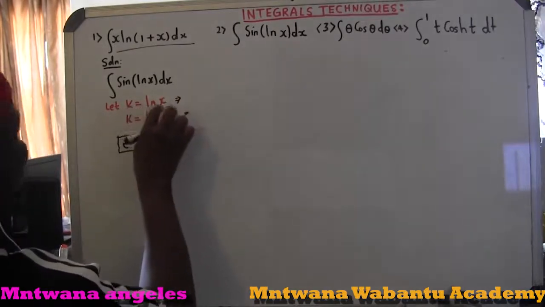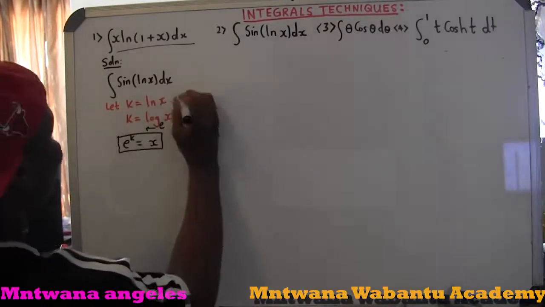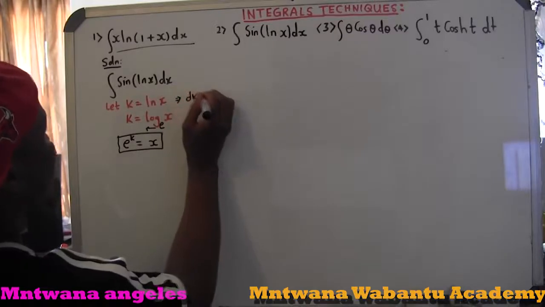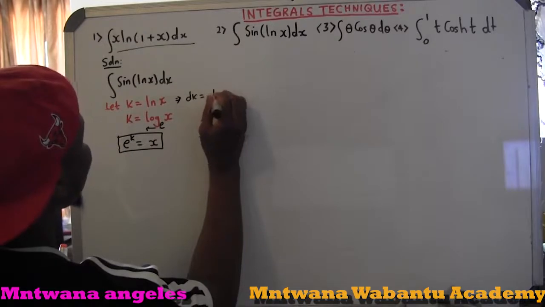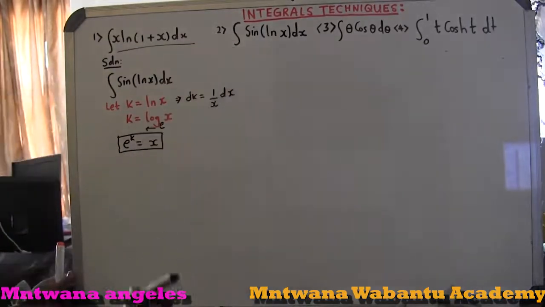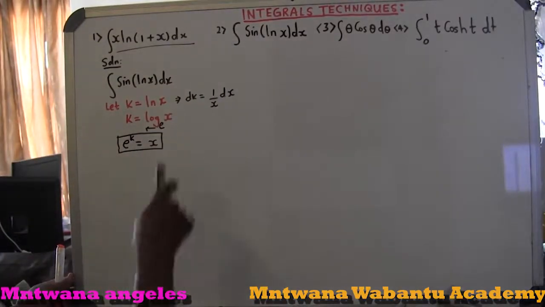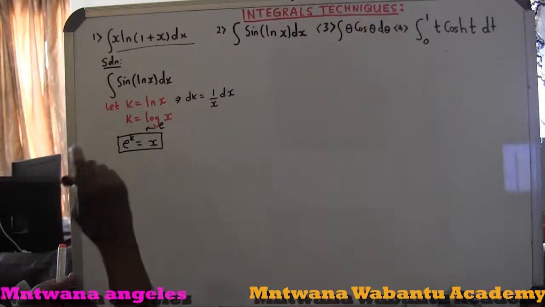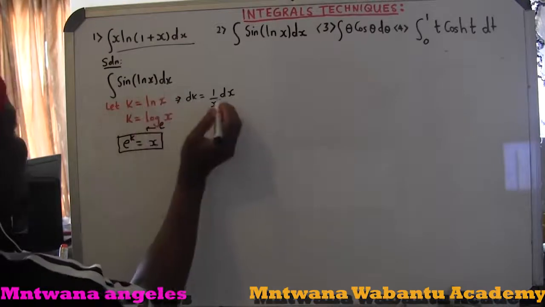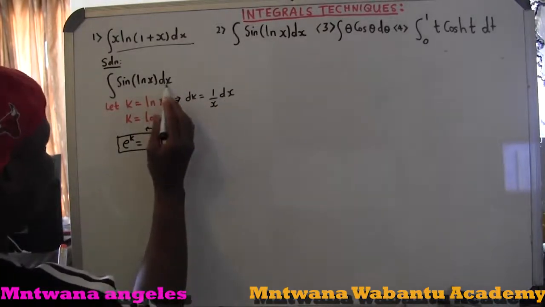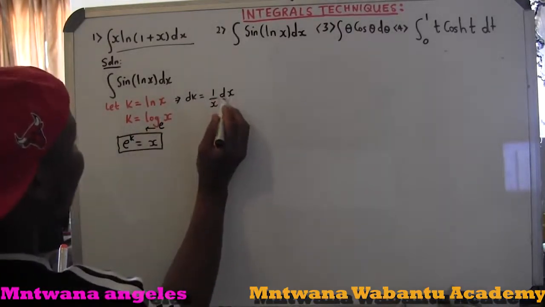Now also come here. We say k equal to ln of x. When you differentiate k, it gives you dk, and when you differentiate ln of x, it gives you 1 over x dx. You know what I'm saying? So now dk equals 1 over x dx. If you look carefully here, we don't have a 1 over x. You see, there's no 1 over x. So I only have a dx.